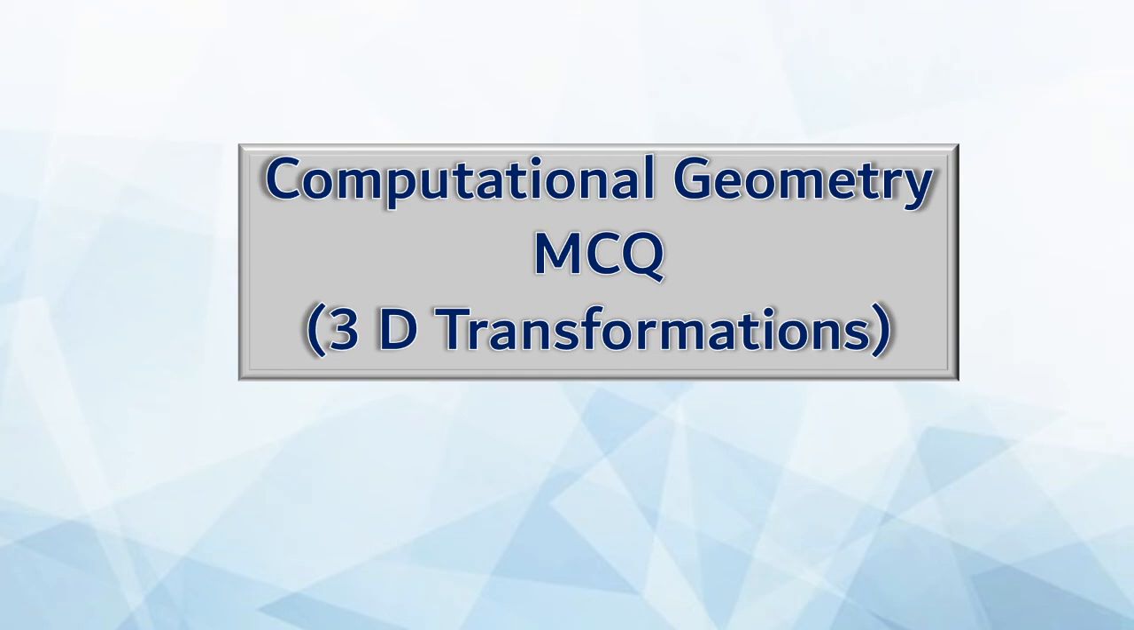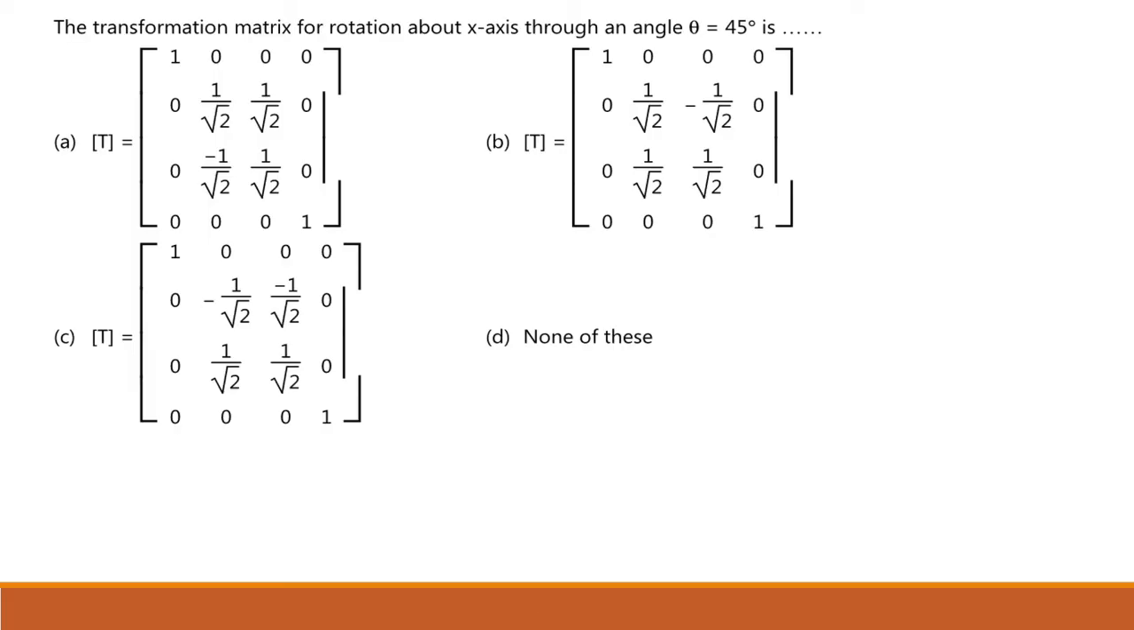MCQ on three-dimensional transformation. So let us go one by one. Now our first MCQ is this one, and it depends upon the rotation. What is given? The transformation matrix for rotation about x-axis through angle 45 degree is.